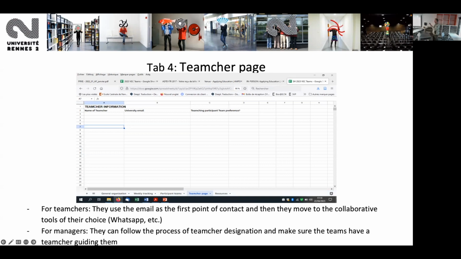So it is valuable that the managers can look at these pages and think, is everybody where they should be? Is everybody in a team? Is everybody doing what they should be doing? Are they on schedule? Is it all going to plan?